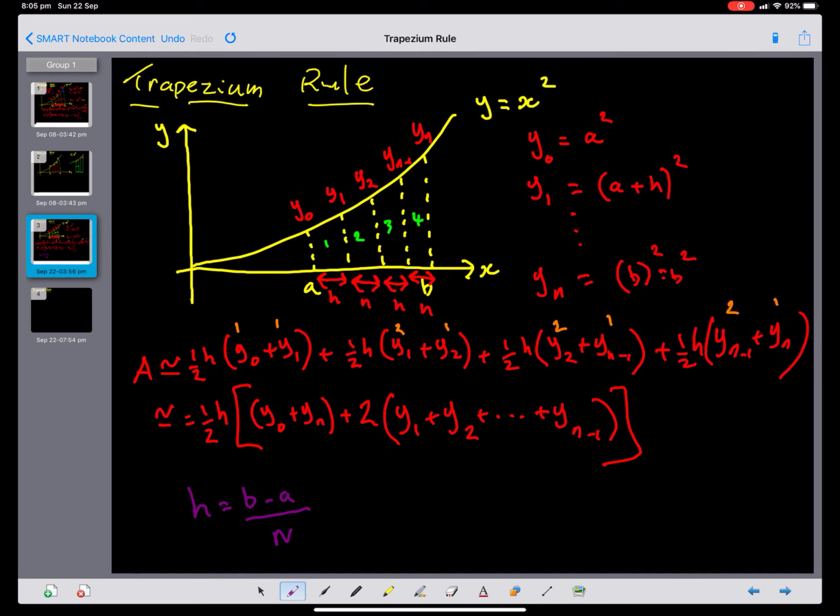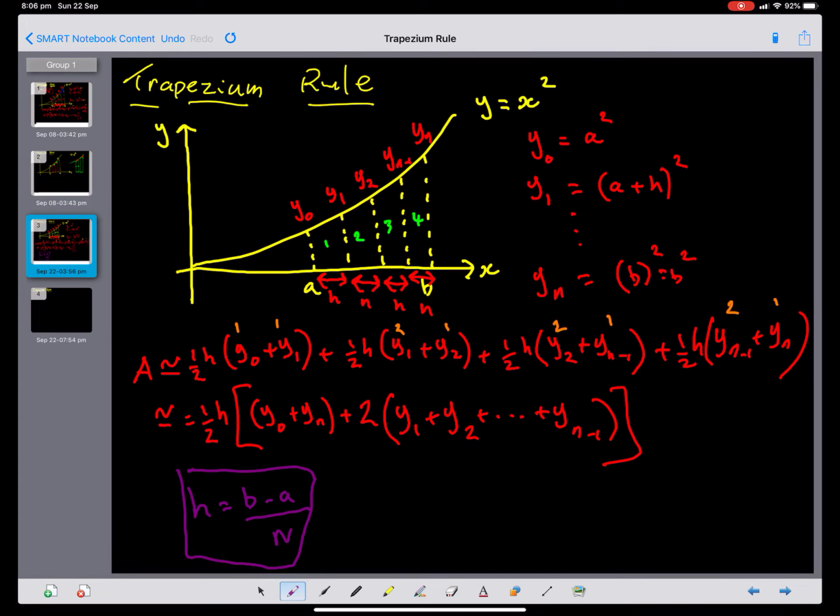Okay, so let's look at a practical example. I'm just going to put a box around this. Now would be a good time to pause the video and see if you can derive this formula yourself. You need to draw any function, any graph which is non-linear, divide it up into partitions between a and b, and draw in your trapeziums.